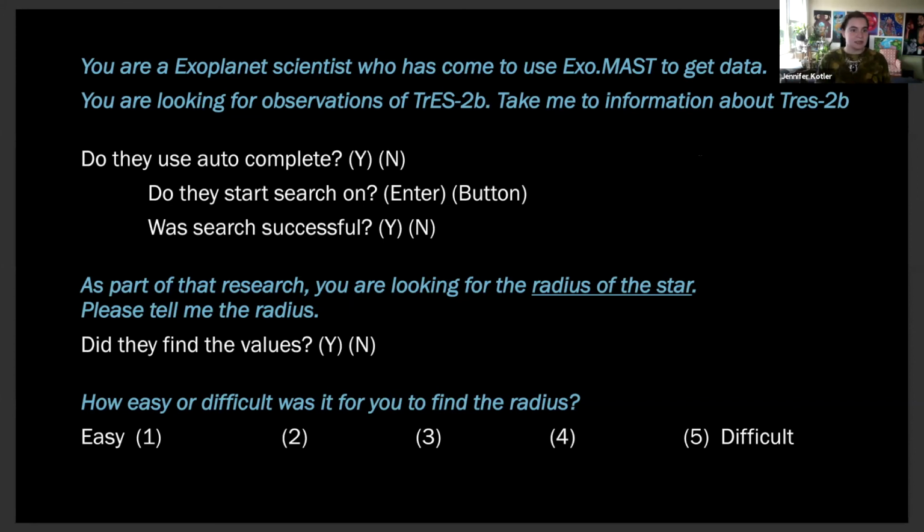So the first task, to give some context, was: you are an exoplanet scientist who has come to use ExoMAST to get data. You are looking for observations of TRAPPIST-2b. Take me to information about TRAPPIST-2b. Then, the white writing that you see is the steps that a user might take in order to complete that task. And so if they complete each step, I highlight yes. If they don't, I highlight no.